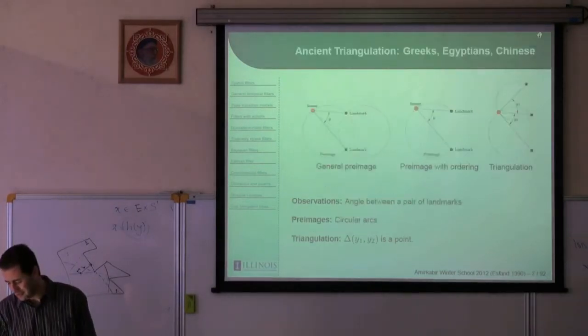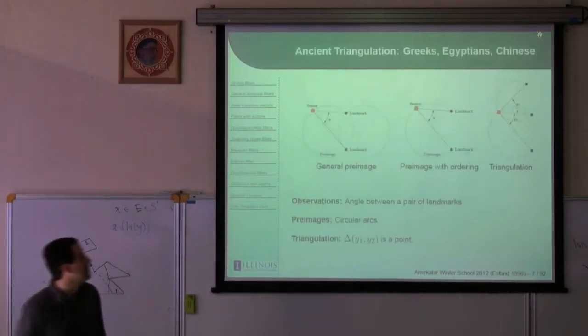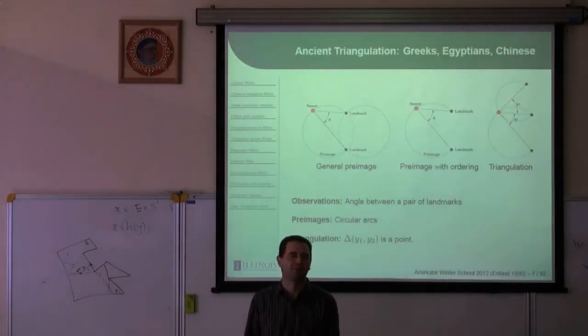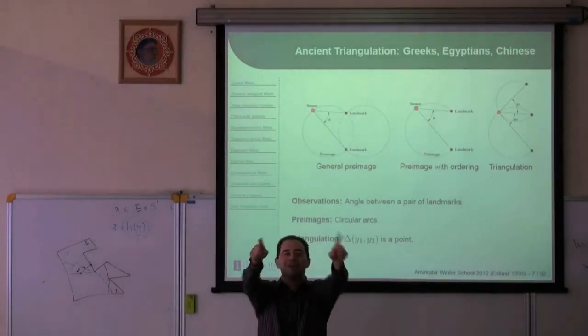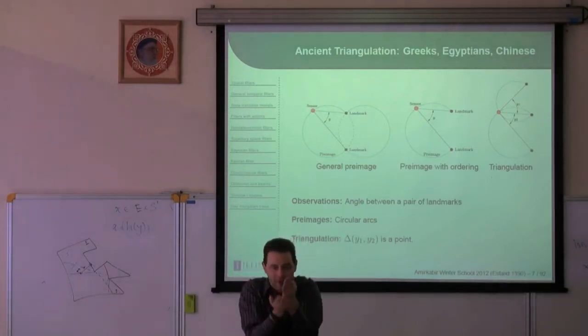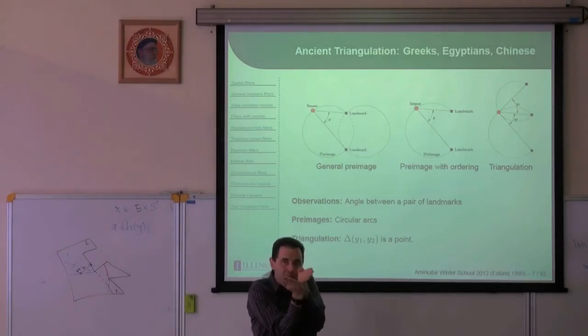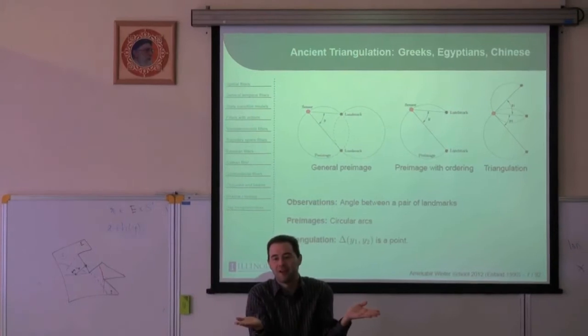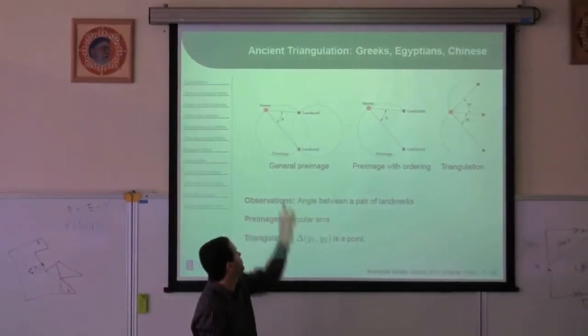It's very nice. So here's the idea. If I see two landmarks, let's say I'm looking at those speakers in the back. There's one there and one there. And let's say all I know is the angle between them. So I have some nice device here and I can measure the angle between them from where I'm standing. What does the pre-image look like if I can do that? It turns out it's a circular arc.